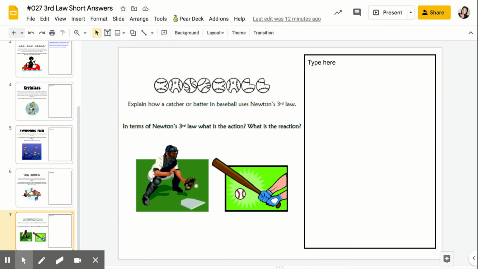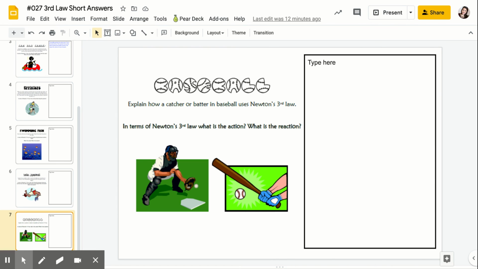Slide number 7, baseball. Explain how a catcher or a batter in baseball uses Newton's third law. In terms of Newton's third law, what is the action? What is the reaction?